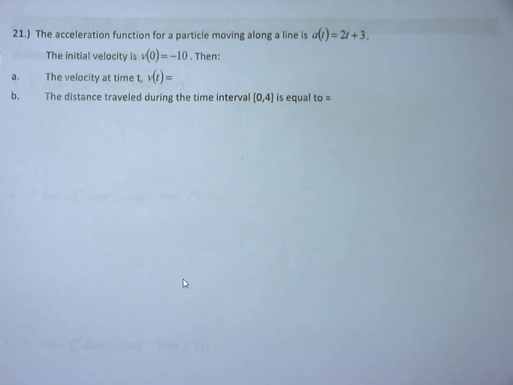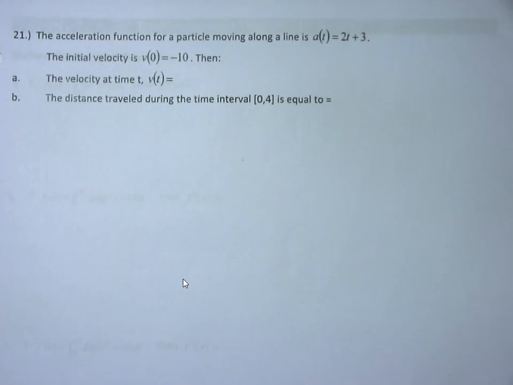It says this: the acceleration function for a particle moving along a line is a of t equals 2t plus 3. The initial velocity is v of 0 equals negative 10. Part A, find the velocity at time t, v of t, a formula. And then look at the next question: find the distance traveled during the time interval between 0 and 4 seconds, and it is equal to what?